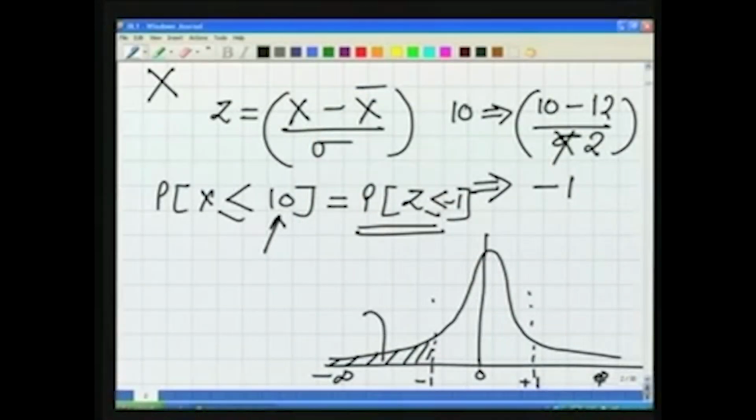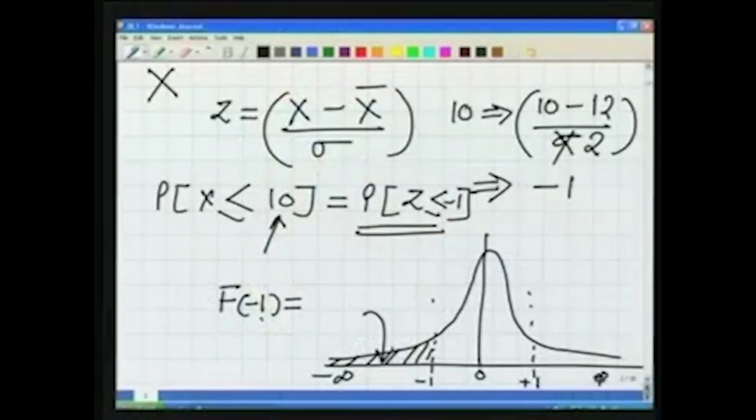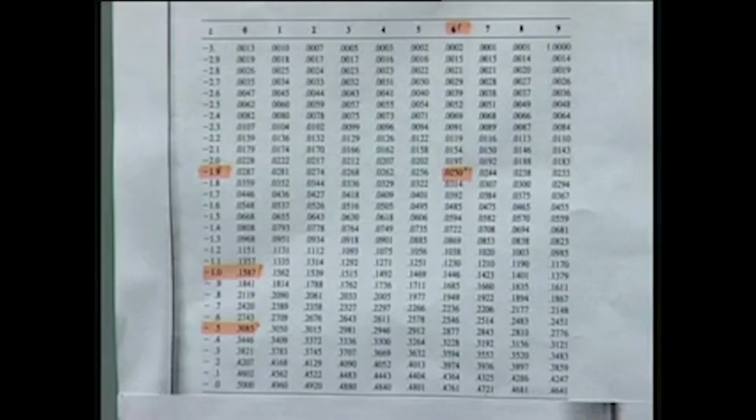Now how do we find this? This area, as we have seen, is equal to, in terms of the distribution function, F of minus 1. So what is the value of the distribution function for minus 1? That is what we need, and for that we'll need to make use of the table. So we have to find the value from the table, and here is the table. This is the table for the standard normal distribution function.